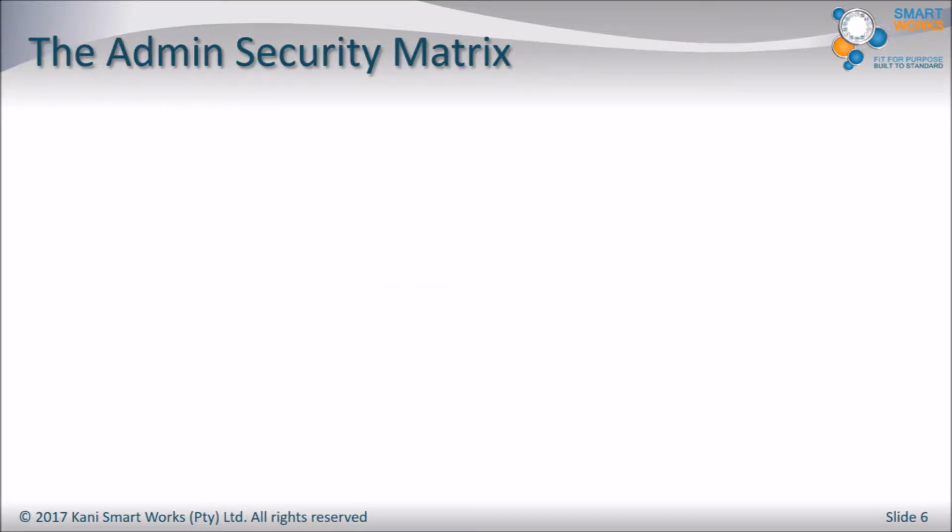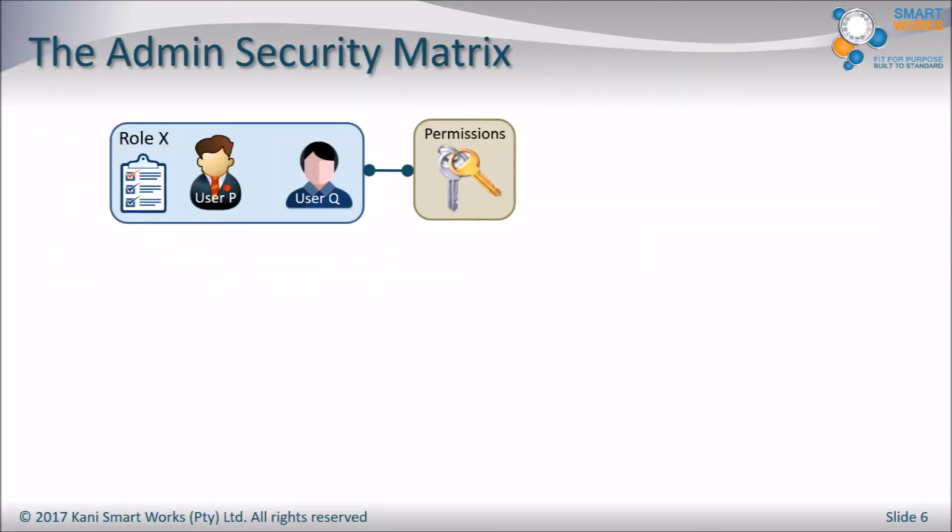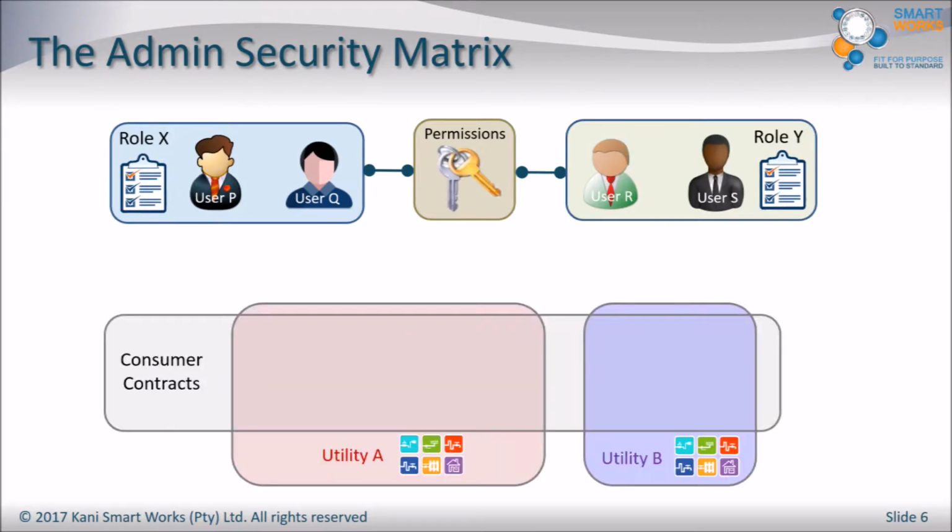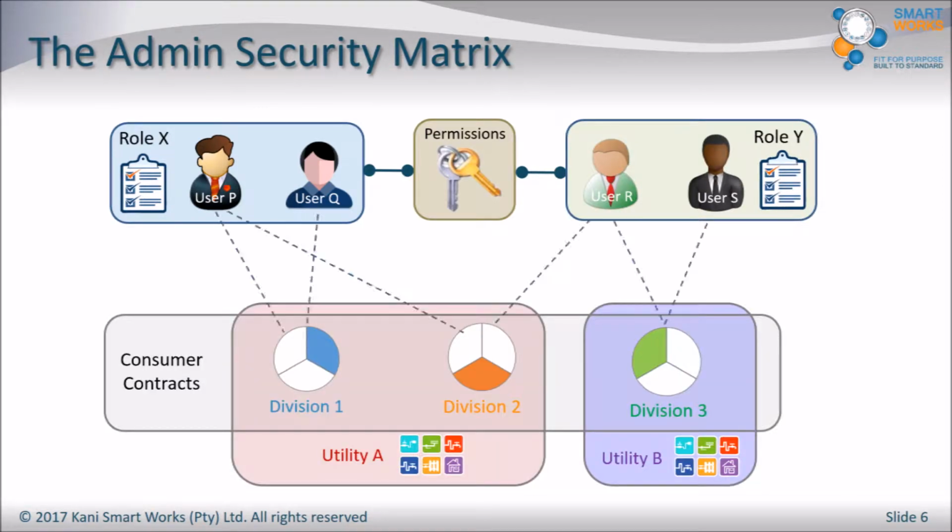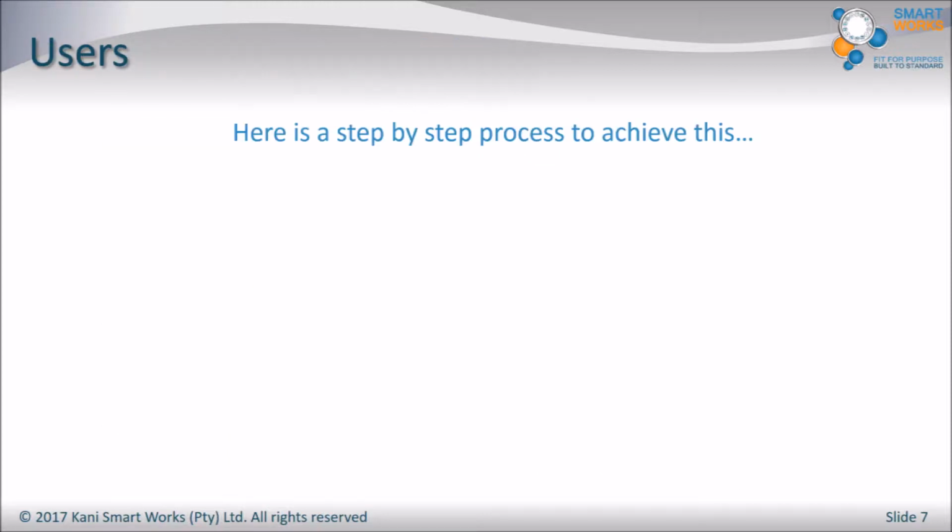A diagram always helps. The admin security matrix. We'll be considering roles, permissions, consumer contracts and divisions, and utilities. Here's a step-by-step process to achieve this.